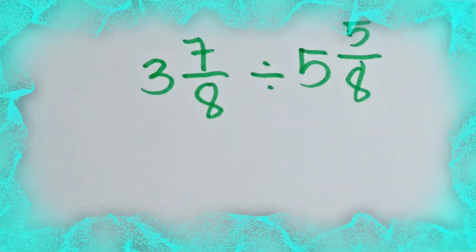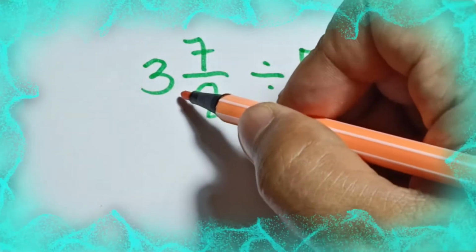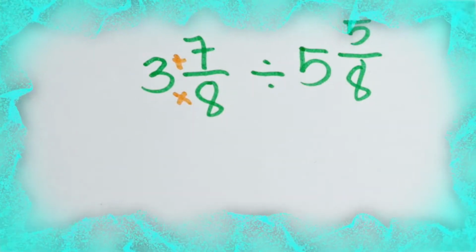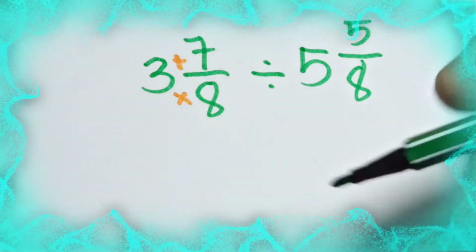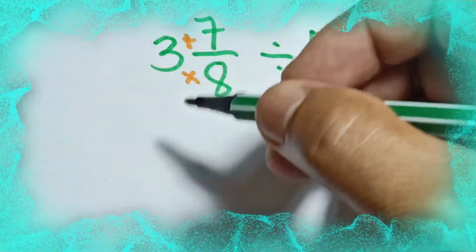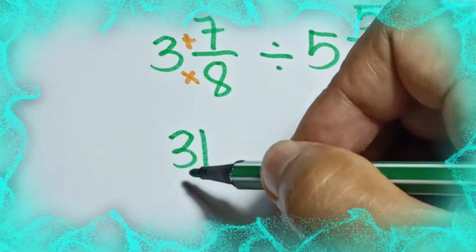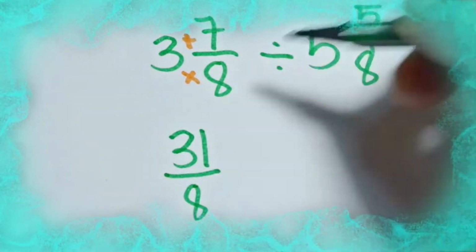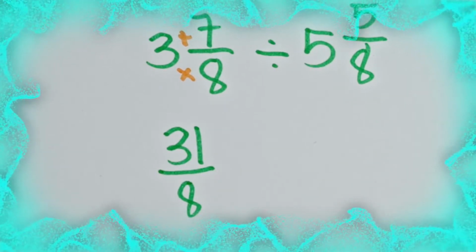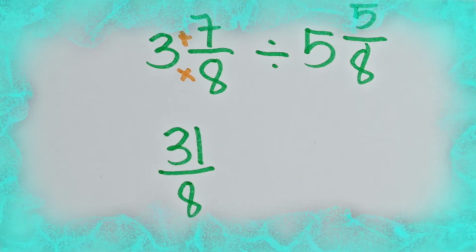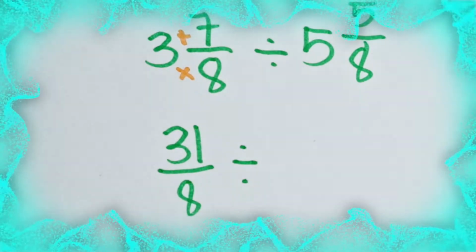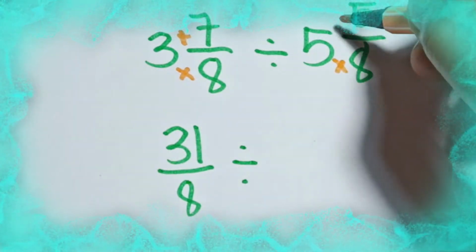So in here, we are going to multiply 8 times 3 plus 7. So what is 8 times 3? 8 times 3 is 24, plus 7 is 31. So 31/8. Just copy the denominator. Divided by, again here, 8 times 5 plus 5.